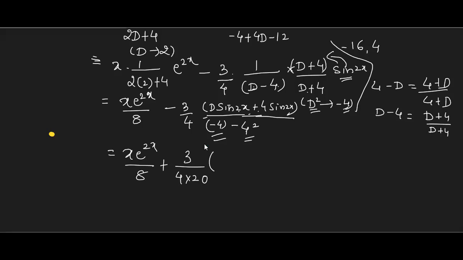This d operating on sine 2x, what is the meaning? It's the differentiation of sine 2x. What is the differentiation of sine 2x? Cos 2x into 2, plus 4 sine 2x as it is, because it is only multiplied. The same thing has to be continued. Why did we simplify here? Because there was a differential operator, d, here.